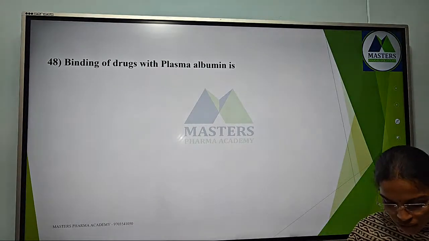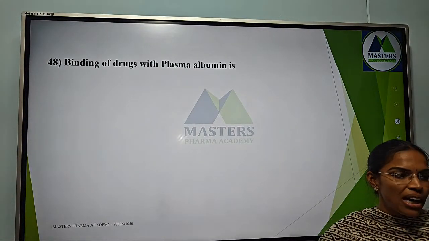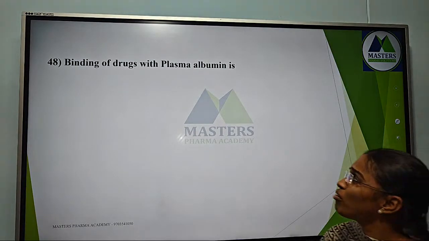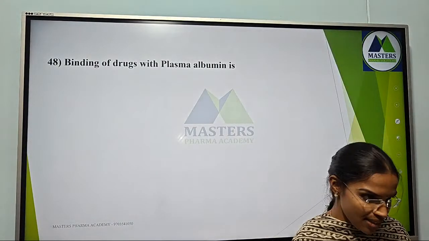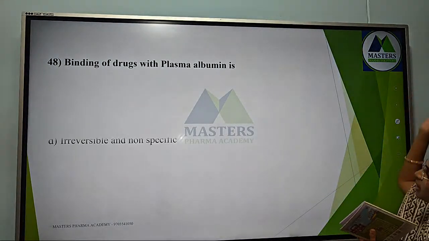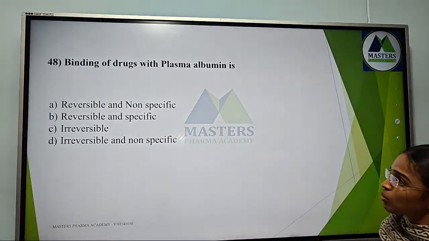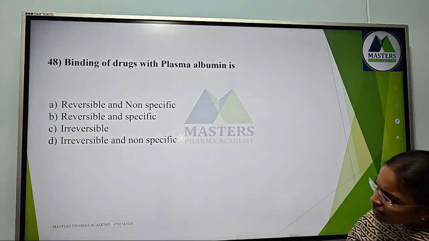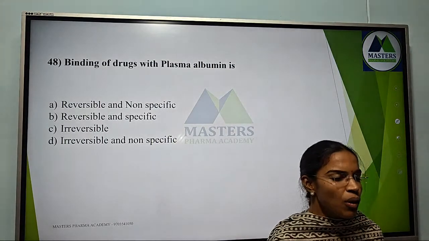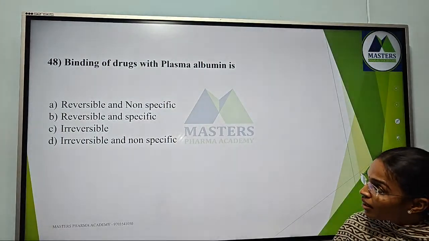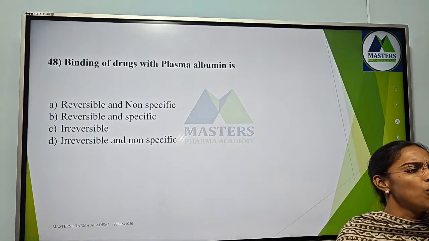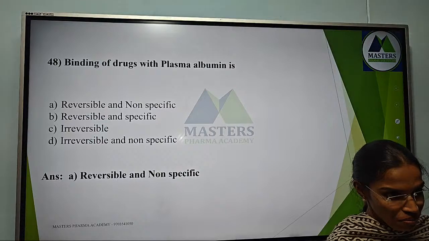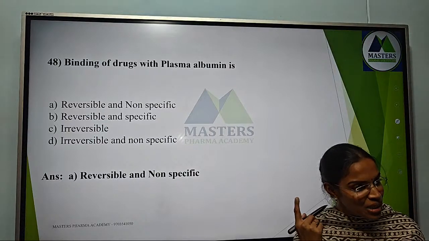So this completes the pharmacognosy part, and question 48 is from pharmaceutics. Binding of drugs with plasma albumin is... Let's see the options. What are they asking about the plasma protein binding of drugs? Reversible and non-specific, reversible and specific, irreversible and non-specific. What's the right answer? Reversible and non-specific, because binding of most drugs with plasma albumin is reversible and non-specific.